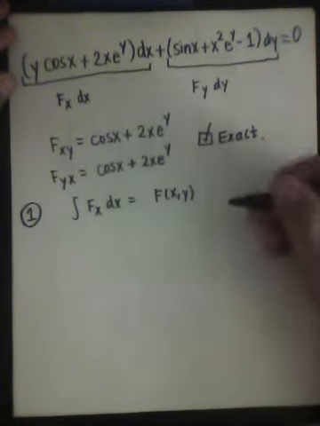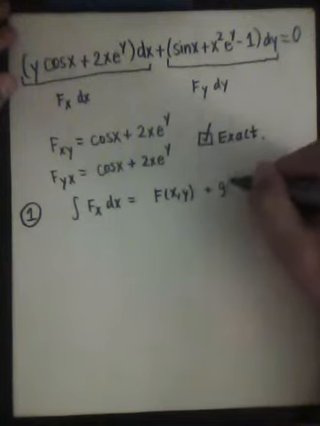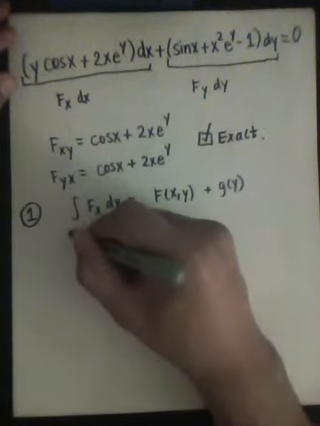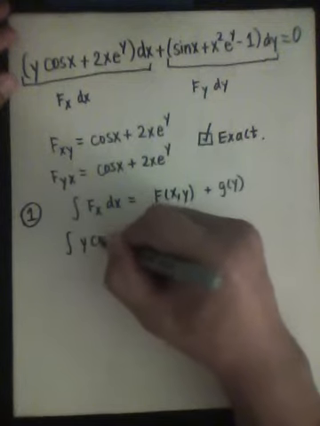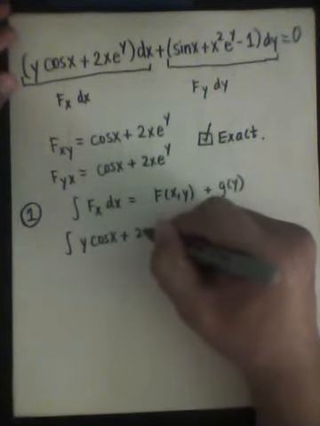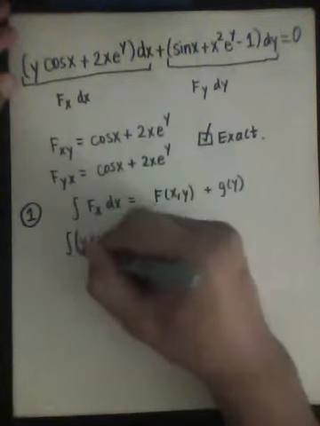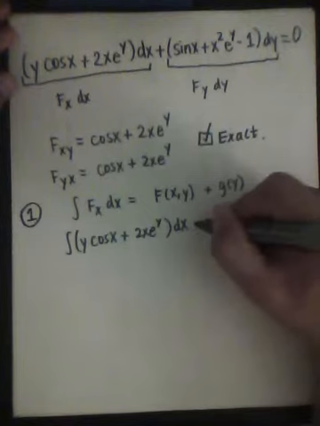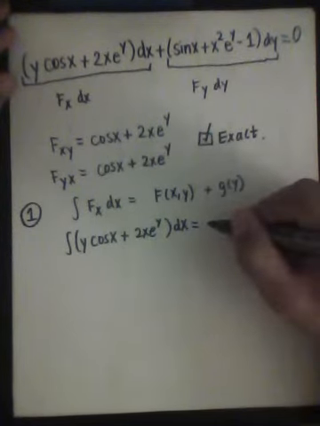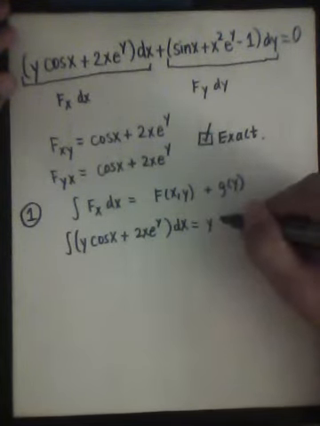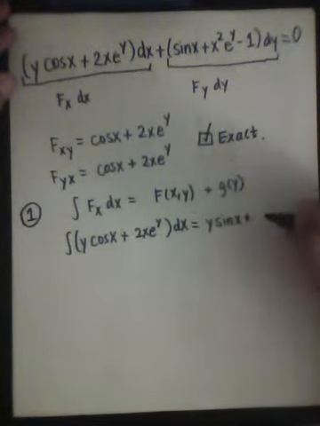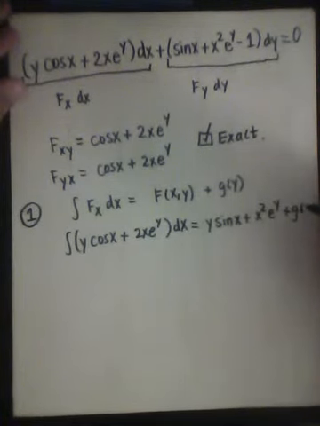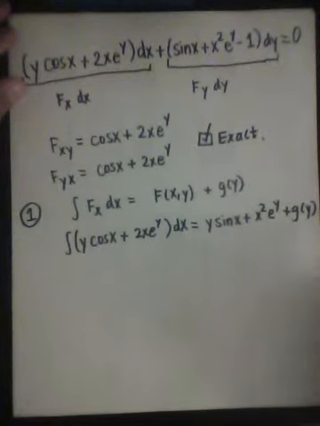original function up to a constant. Okay, so to do that, we will integrate y cosine x plus 2x e to the y, all in parentheses, times dx. And that will give us y sine x plus x squared e to the y plus our variable constant g of y.